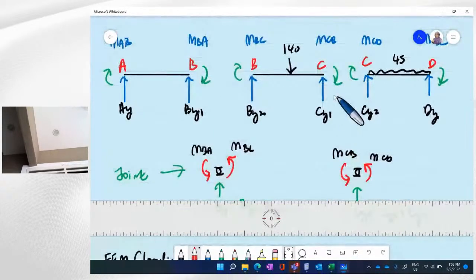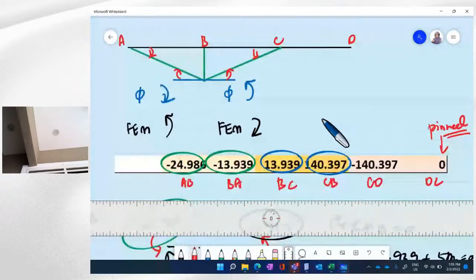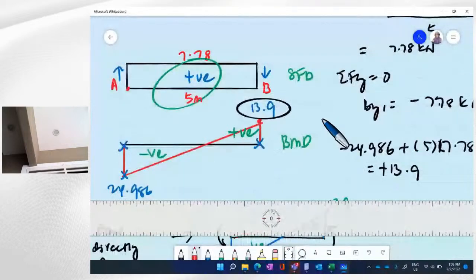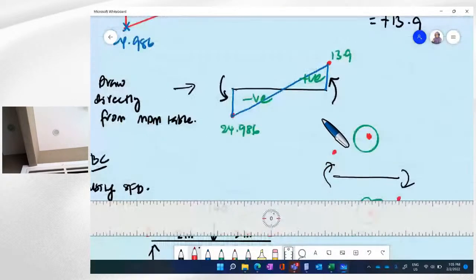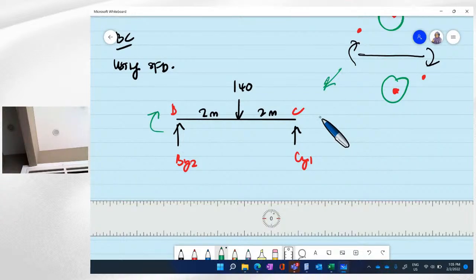Okay, BY2 and CY1. And the moment, the internal moment. So the internal moment we get from this. Okay, it is positive, positive. What is the value we get from table?